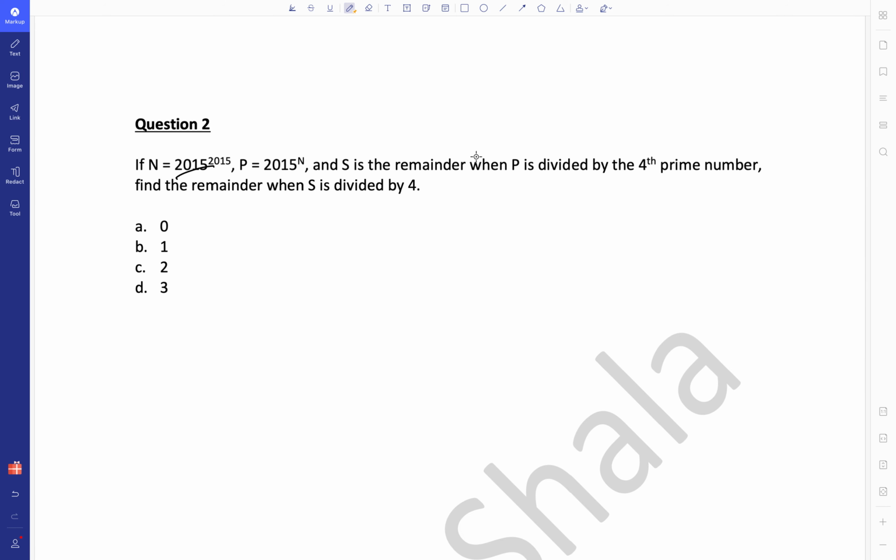S is the remainder when p is divided by the fourth prime number. Find the remainder when s is divided by 4. Okay, so the first thing is to find s. S is the remainder when p is divided by the fourth prime number.